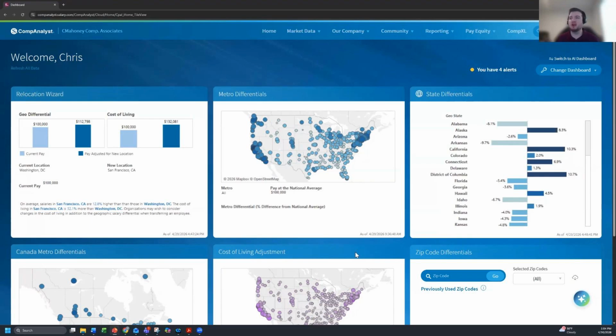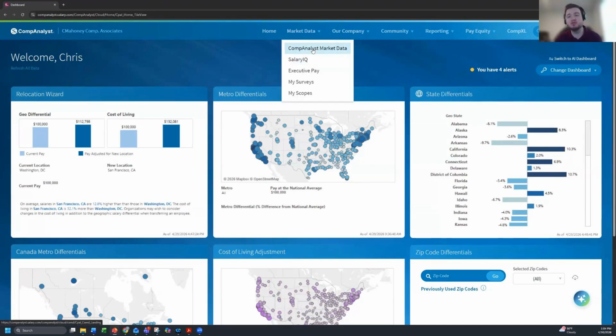So where we start our conversation is where we start every one of our conversations for these product spotlights, and it's in the CompAnalyst ecosystem. There are two product areas that we're going to be focusing on today. One of which is what we call CompAnalyst Market Data Max. That is our newest data model here at Salary.com, and it takes the traditional CompAnalyst market data that we're used to seeing and adds a layer of market intelligence to that. And that data is coming from what we call Salary IQ, our job posting data.